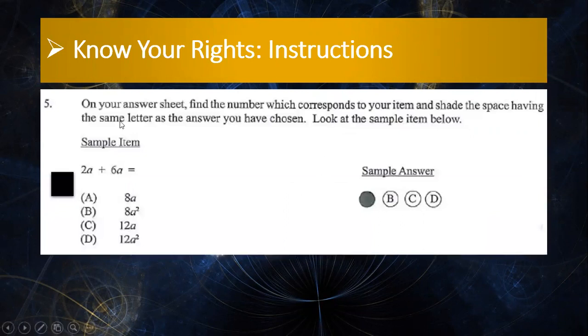The 5th instruction is, on your answer sheet, find the number which corresponds to your item. So we understand that, and we shade the same letters we use. That is a simple item below. Now, this is a simple multiple choice. When you start off with a multiple choice, you have an equal chance of getting the correct answer. You'll understand how I got this 25%. Put a Y in chat if you understand, please.